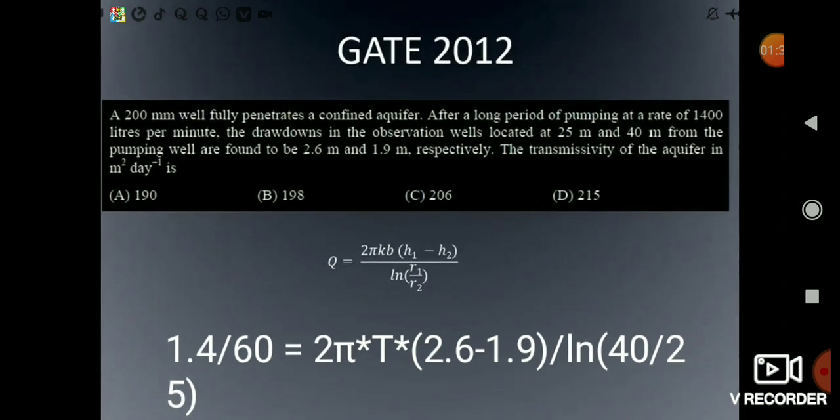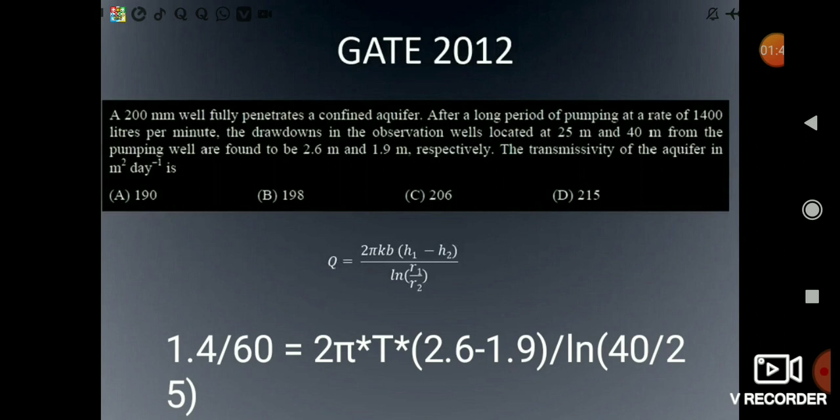Friends, many students are confused here, thinking that 25 and 40 is the drawdown. Friends, you read this carefully. Here it is given that 25 meter and 40 meter is the distance from the pumping well, means it is the R1 R2 value.